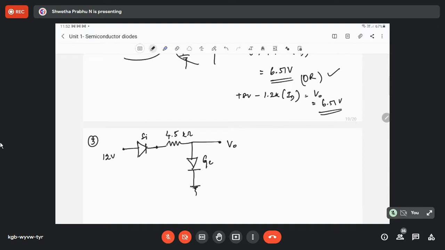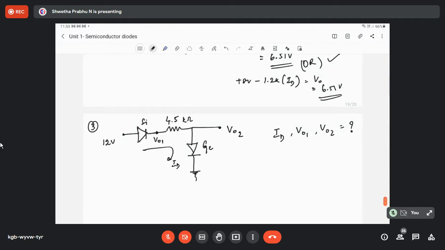They're asking you to find VO1 and VO2, and also they're asking you to find the total current ID. The question here is to find ID, VO1, VO2. These three parameters you are going to calculate for the given circuit.